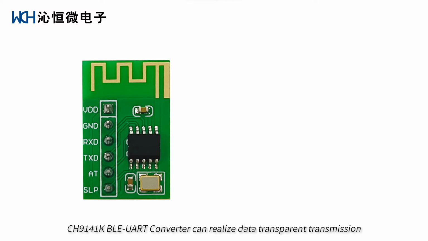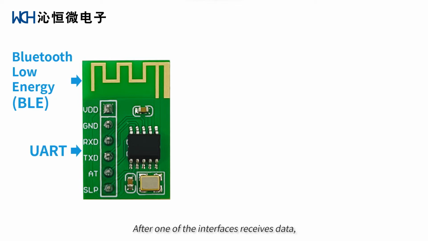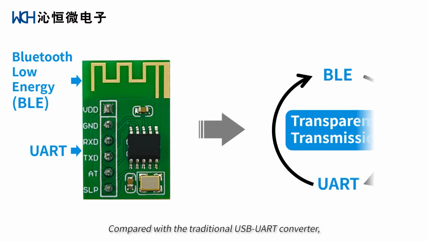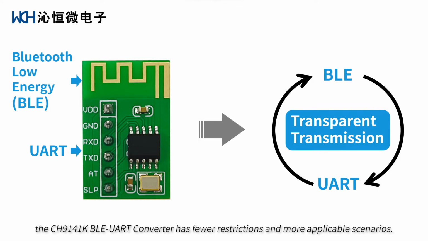CH9141K BLE UART converter can realize the transparent transmission between Bluetooth and serial port. After one of the interfaces receives data, the converter will send the data to the other interface. Compared with the traditional USB UART converter, the CH9141K BLE UART converter has fewer restrictions and more applicable scenarios.